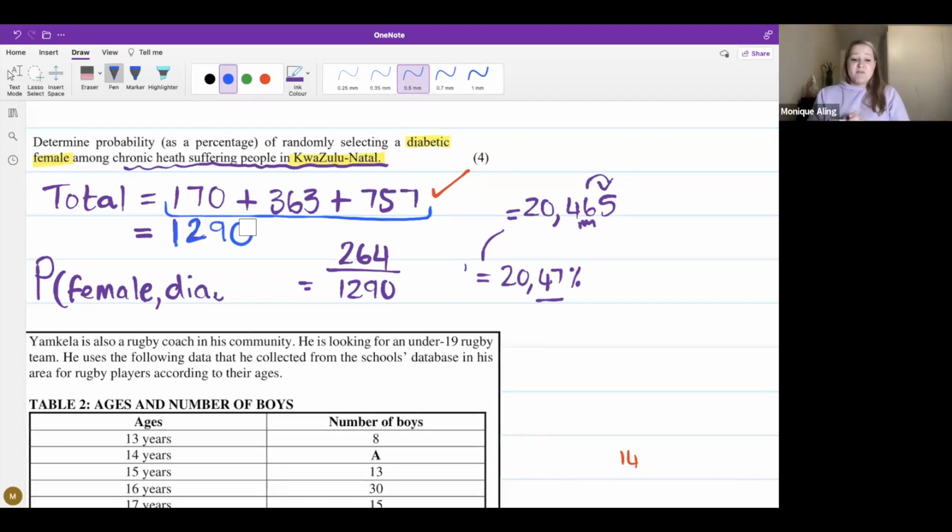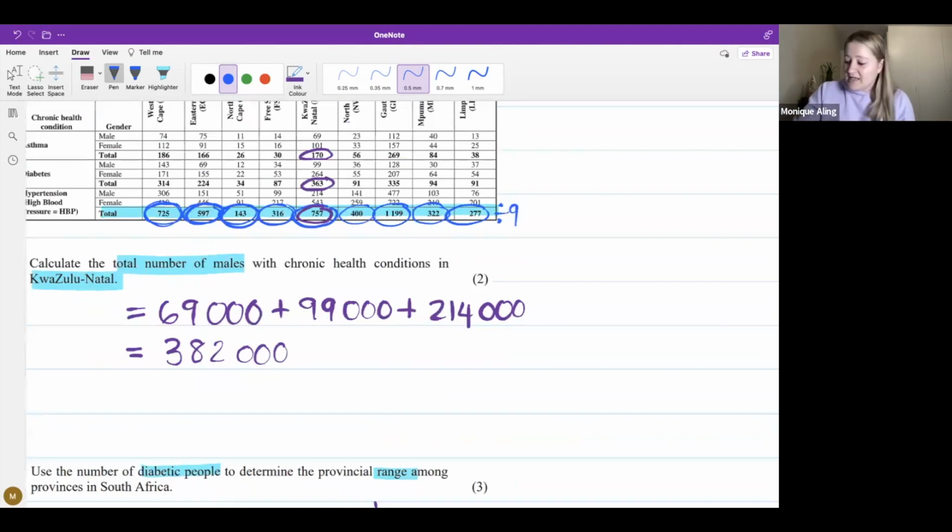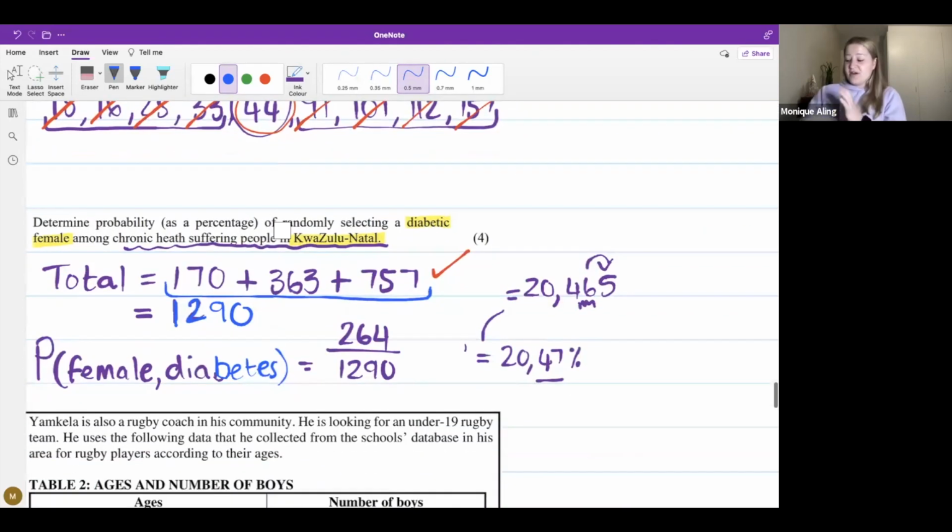1290. So that's the total number of people that are sick, but we want to know specifically what are the chances of choosing a female with diabetes. So I went and found the number of females that have diabetes, which is 264. We always take what we're looking at over the total. So it's the 264 over the total. That's why I've got 264 over my total. Looking at what is the chance of choosing a female with diabetes over the total number of people that are sick, and because they want a percentage, I times by 100.